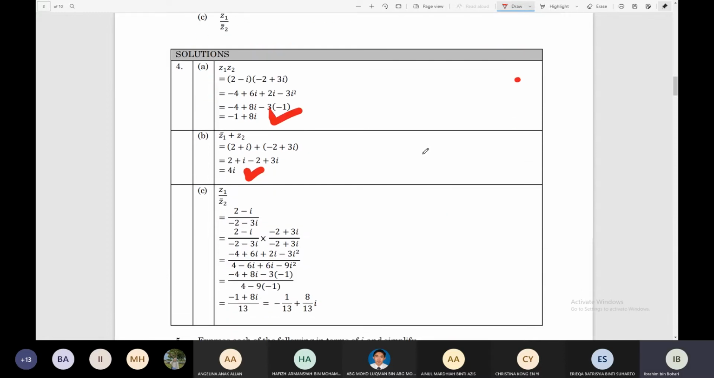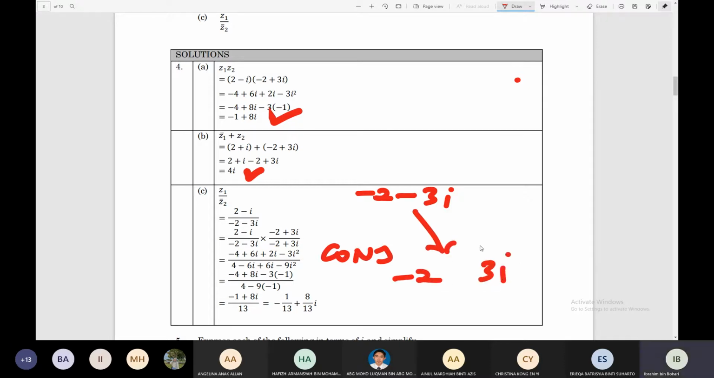And the next question C, this one I will show. Question C, z1 over z2, 2 minus i over negative 2 minus 3i. First, find the conjugate of the denominator. z2 equals negative 2 minus 3i. So the conjugate of the denominator equals negative 2 plus 3i. You just flip the sign between negative 2 and 3i to the positive sign. This one has the same terms but a different sign.